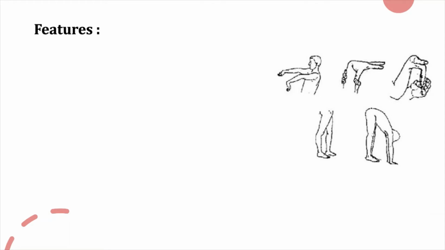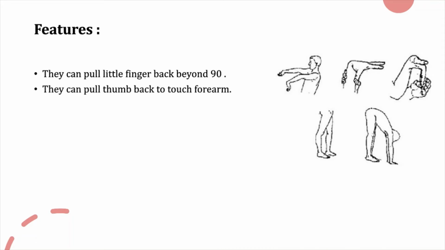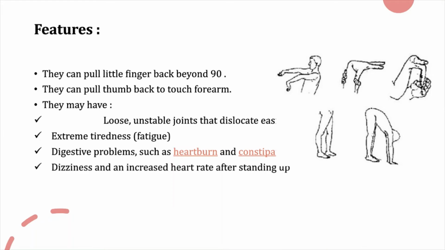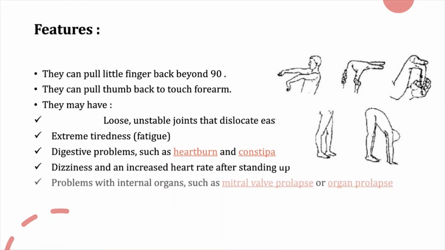What are the features of this type of variant disease? They can pull the little finger beyond 90 degrees. They can pull the thumb back to touch the forearm. They may have loose, unstable joints that dislocate easily. Extreme tiredness, digestive problems such as heartburn and constipation, dizziness and increased heart rate after standing up, problems with internal organs such as mitral valve prolapse or organ prolapse, and they may suffer from bladder control problems.